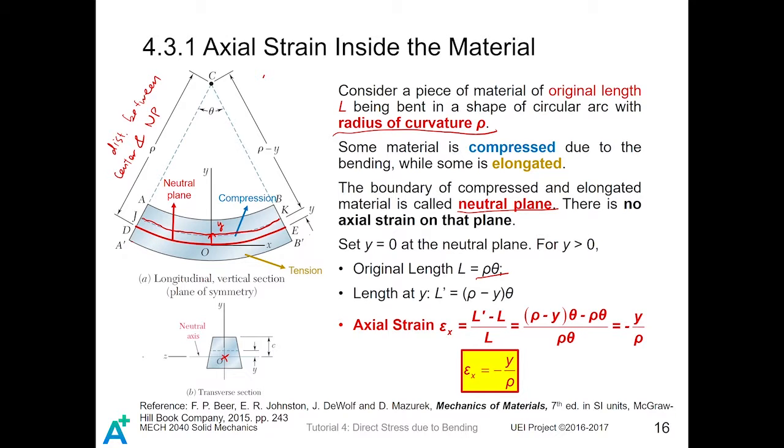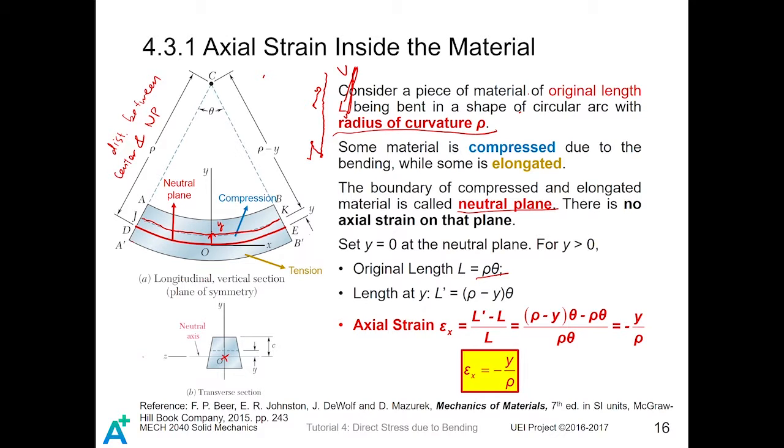The length at y is given by L prime equals (ρ minus y) times θ. That is, the distance from the center of the curvature to any position y is given by ρ minus y. So this is ρ minus y. So the length at any position y is given by L prime equals (ρ minus y) times θ.